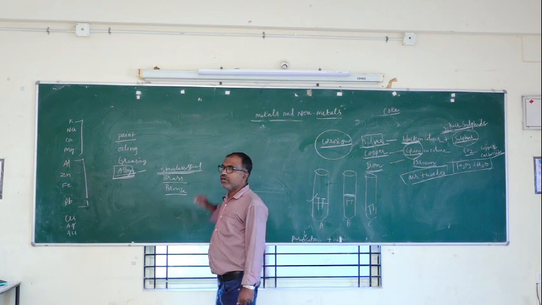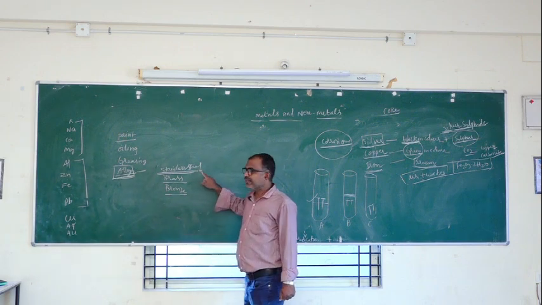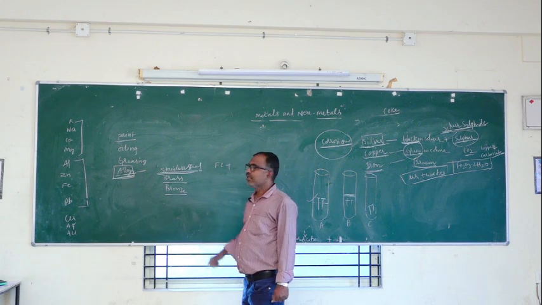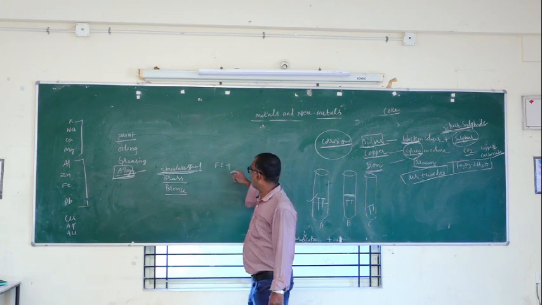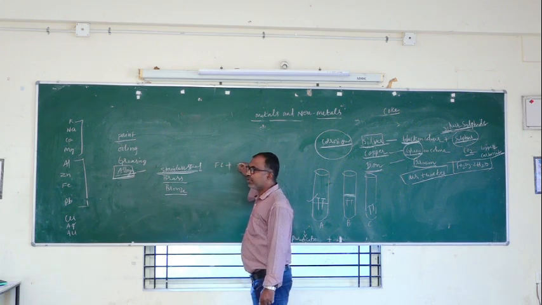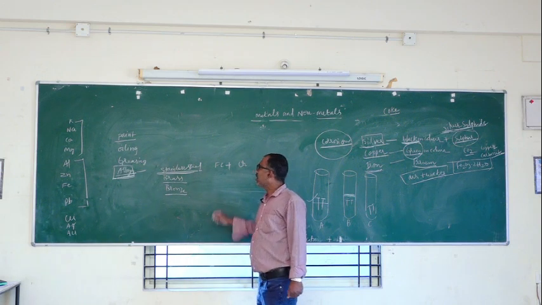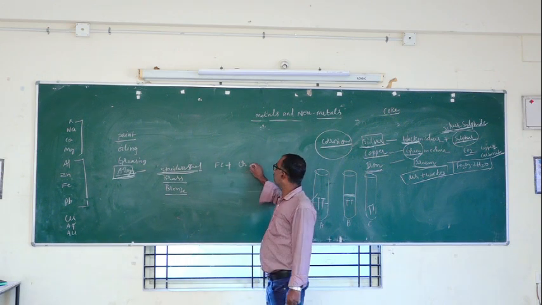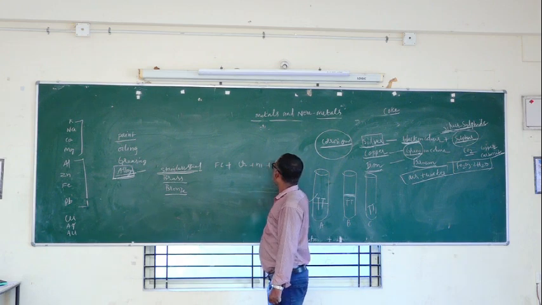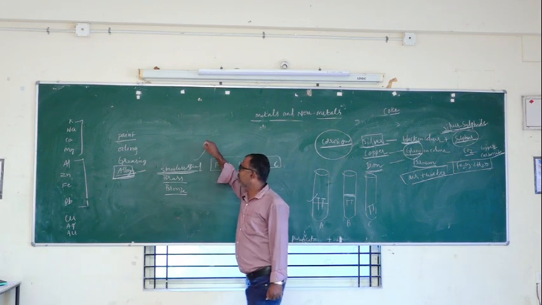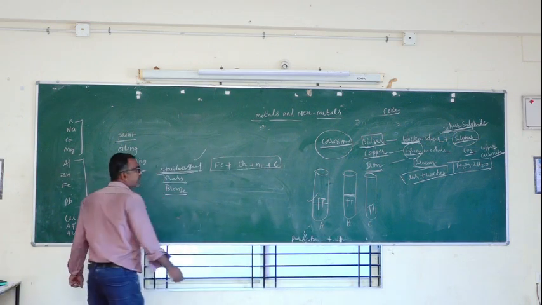So here, to make this stainless steel, we have to use iron. Along with the iron, we are going to use chromium, nickel and carbon. By adding all of this, we get stainless steel.